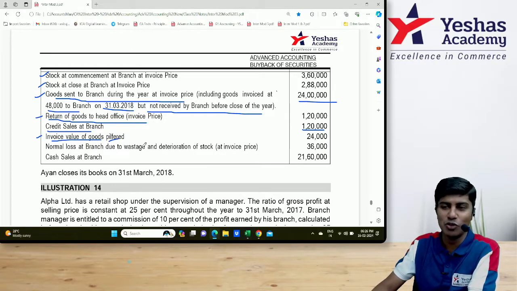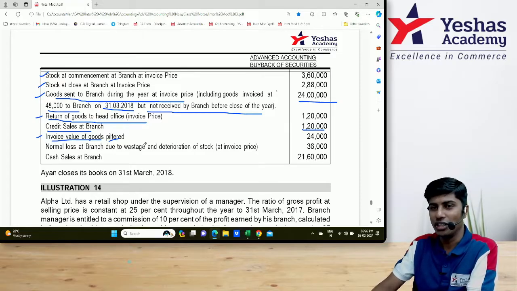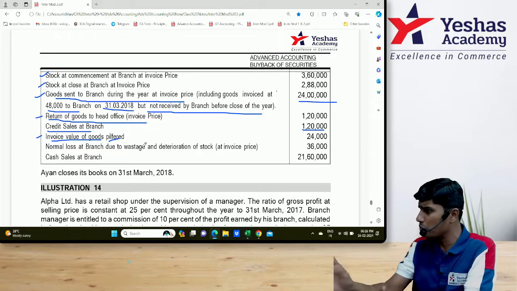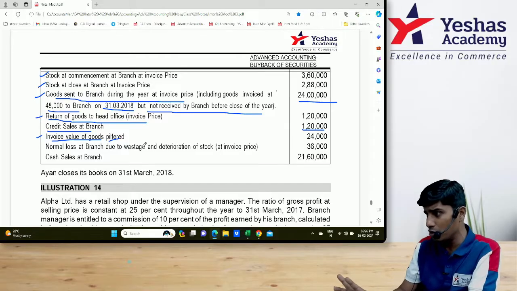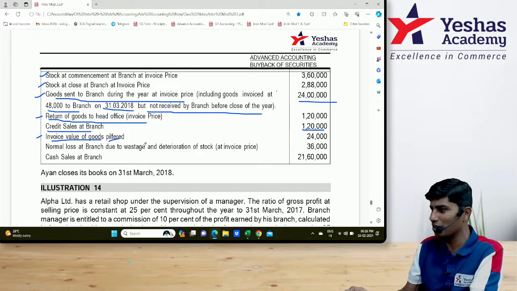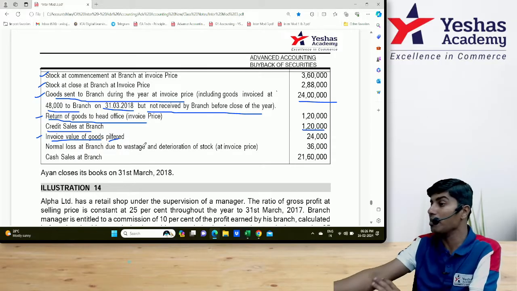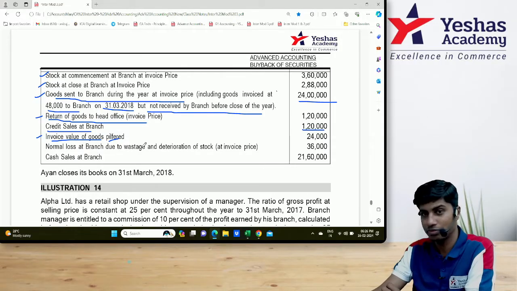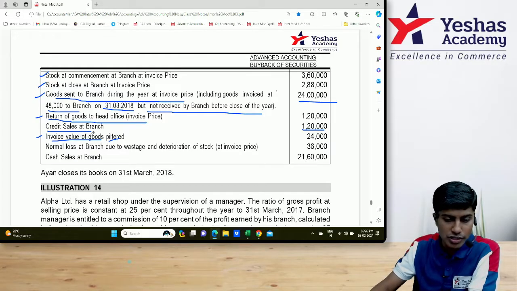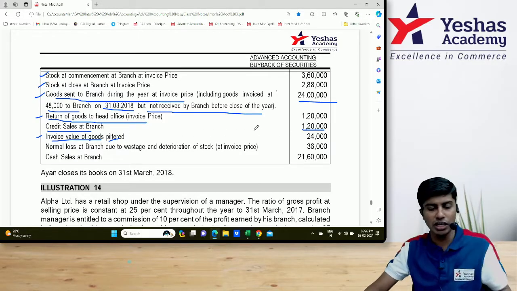Invoice value of goods pilfered. Pilfered is leakage. Leakage can be leakage, spoilage. It can be normal, can be abnormal. But usually, if you're taking care of it, it should be abnormal. Okay, now let's see. Are you getting it? So invoice value of goods pilfered 24,000.